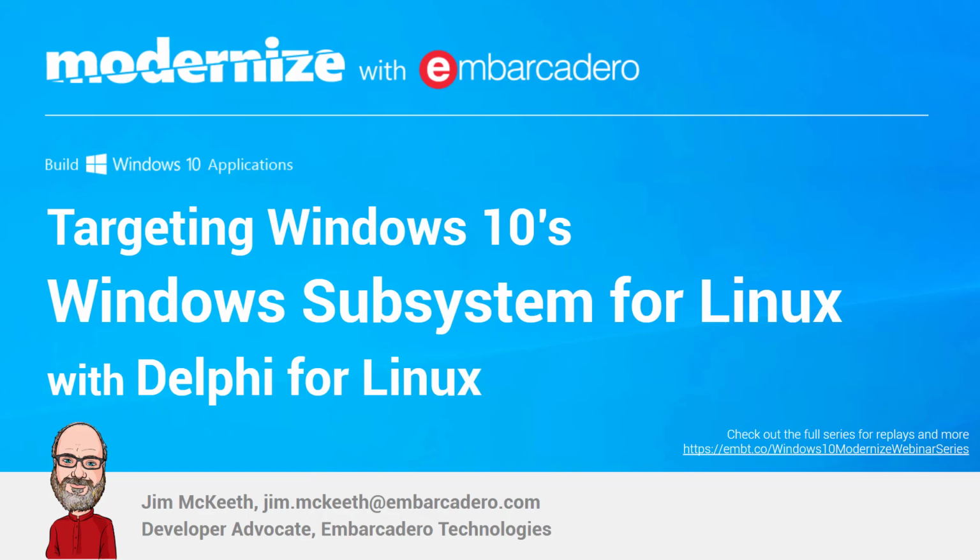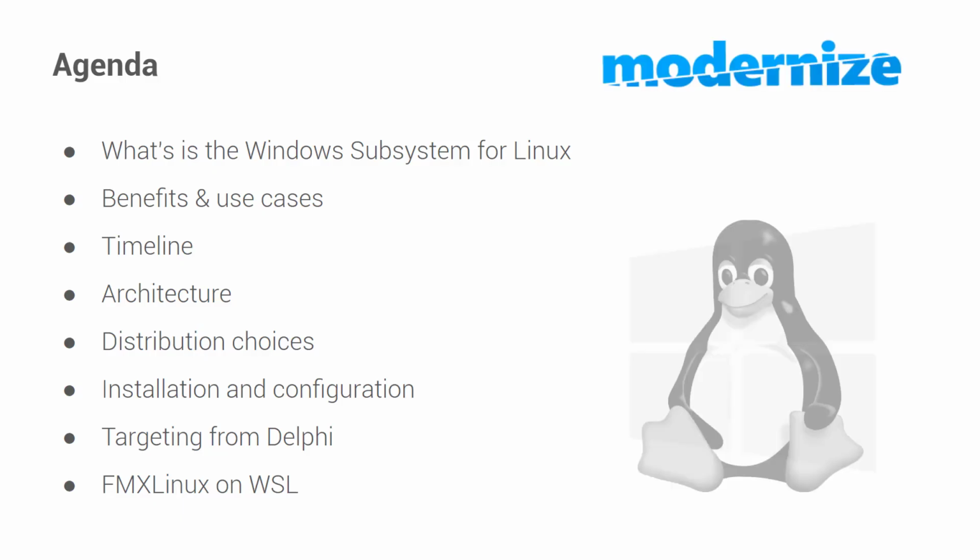One of the things about Windows 10 is they're always rolling out new features, and one of the features they rolled out in the Anniversary Edition, which is back when we released Seattle, was the Windows Subsystem for Linux. They've been incrementally improving it over time, and then recently, now available in an Insider Build, is the Windows Subsystem for Linux 2. So let's take a look at the Windows Subsystem for Linux, how to use it, and how to use it from Delphi. It's the agenda. I kind of mentioned some of this already, but we'll cover it in more detail.